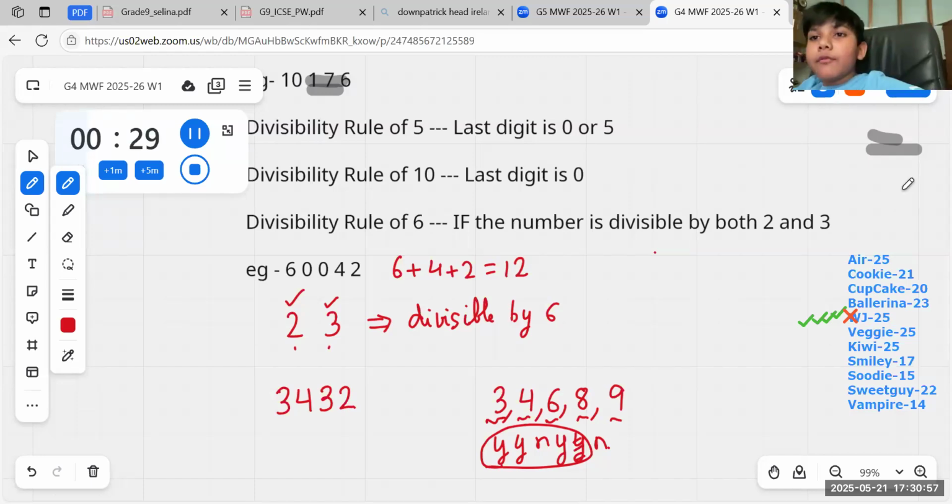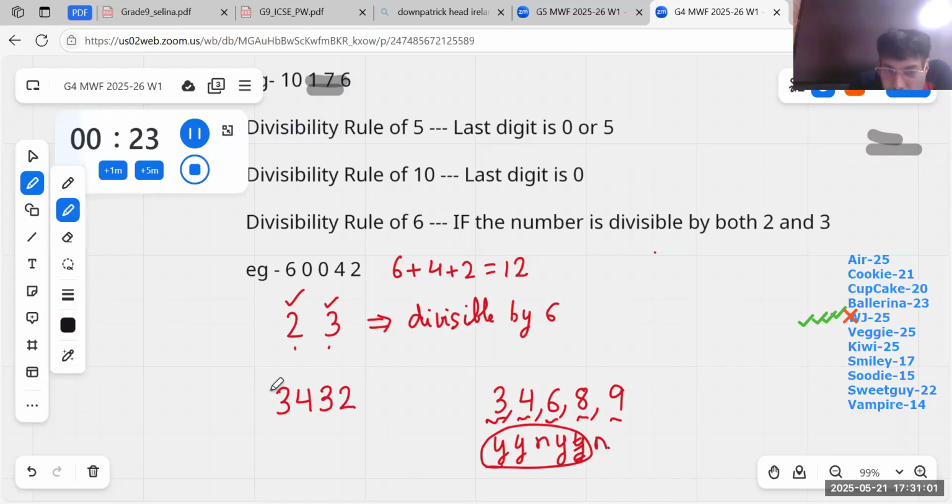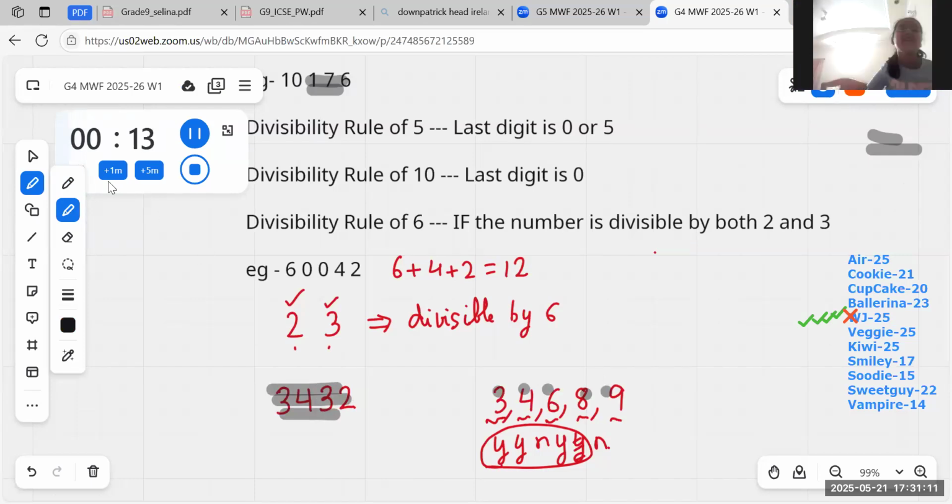Sir, what do we have to send? Beta, the question is written here: 3432. You have to check divisibility by 3, 4, 6, 8, and 9. Sir, can you tell the divisibility rule? I just got disconnected, so sir, can you give 1 minute again? I'm giving 1 more minute.